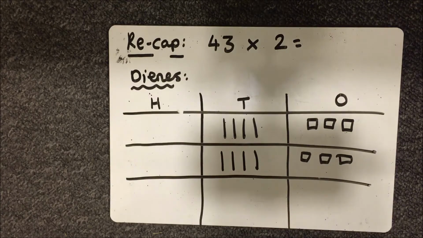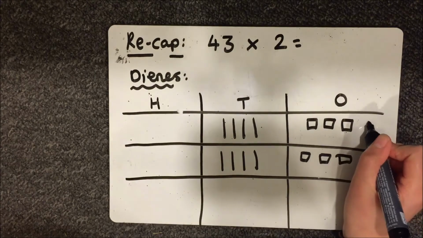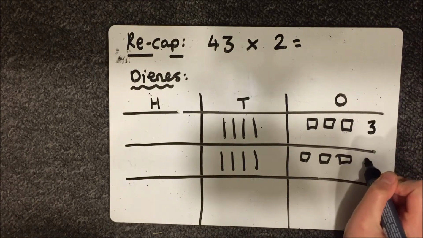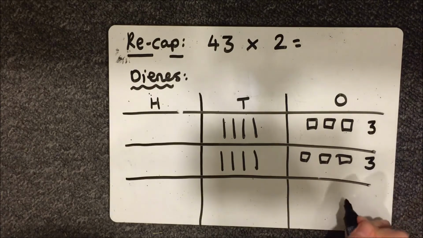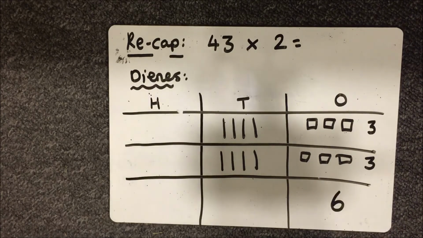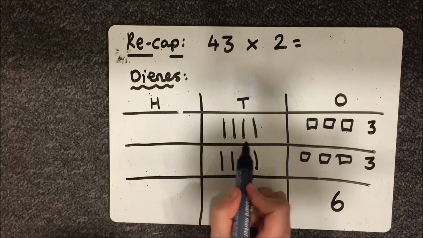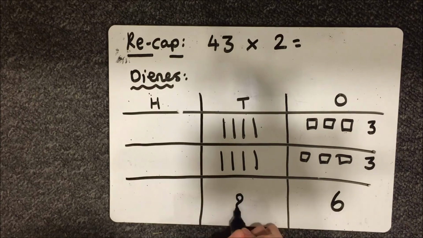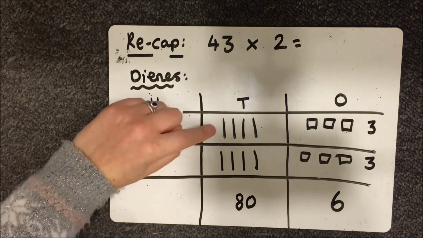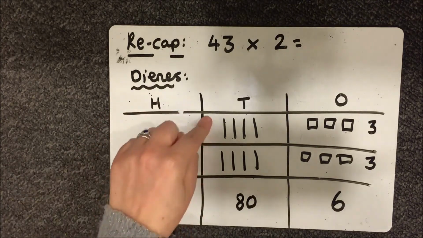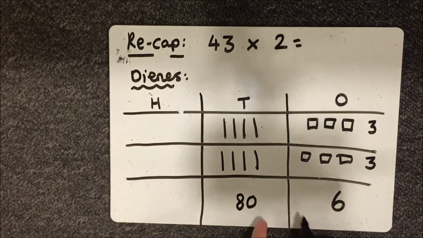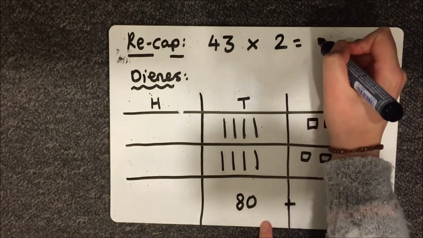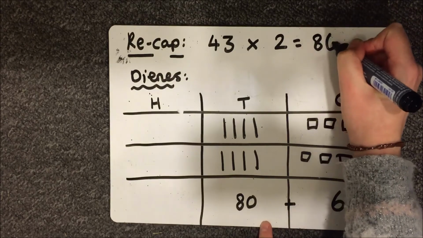Was there a quicker way we could have done that? Yes, we could have counted in 3s because each group has the same number. 3, 6. Our 10s, ready? 10, 20, 30, 40, 50, 60, 70, 80. Was there a quicker way we could have done that? Yeah, we could have done 40, 80 because I've got 4 10s in each box. 80 add 6 is 86.